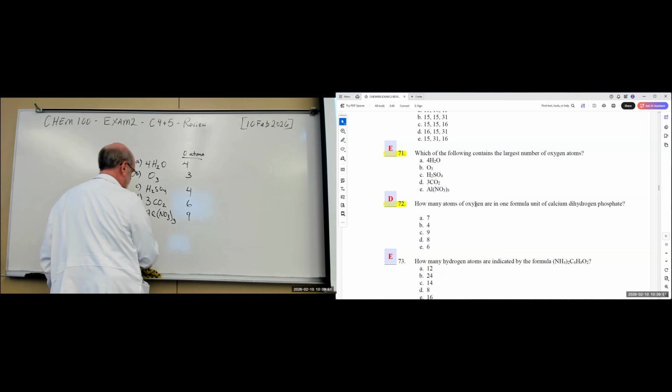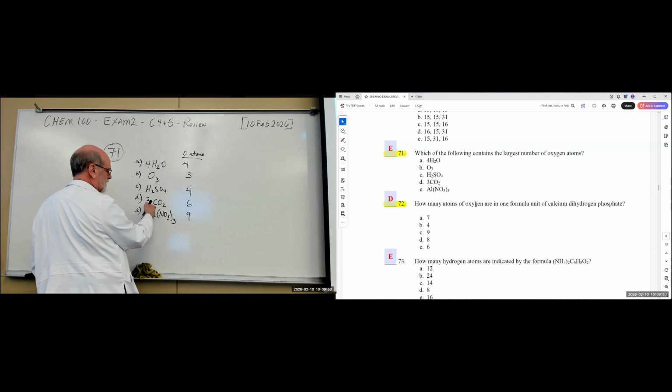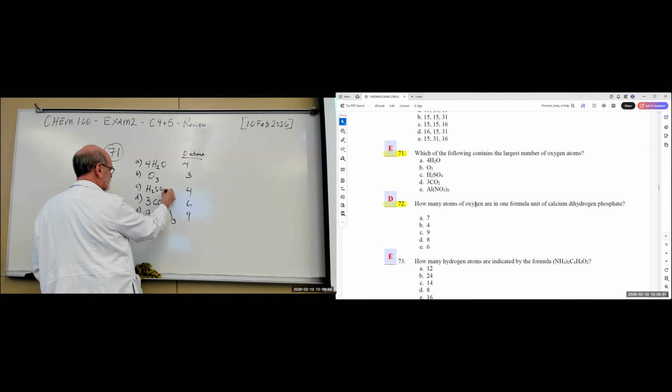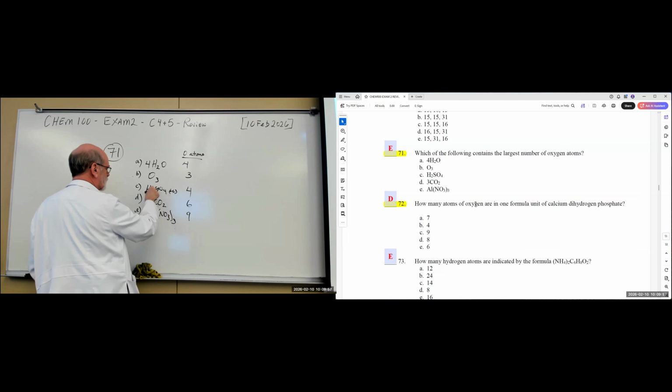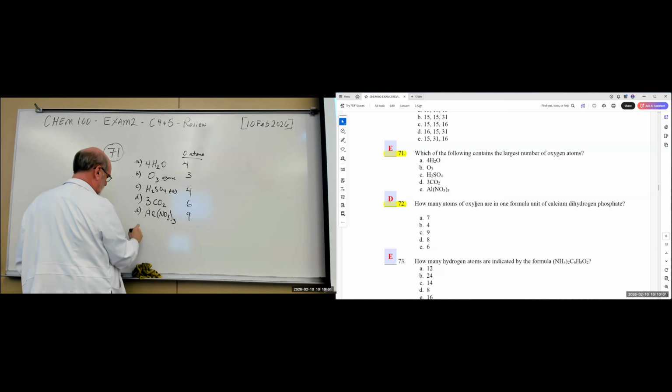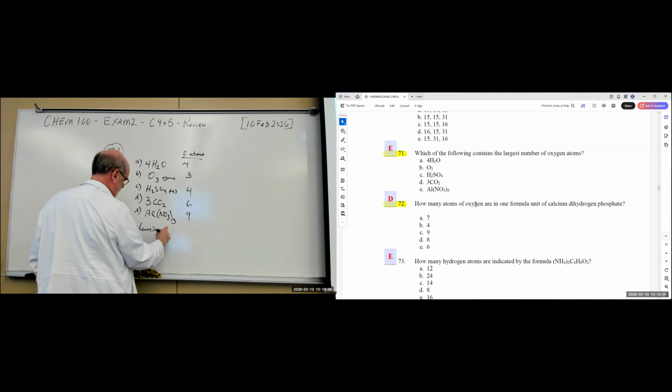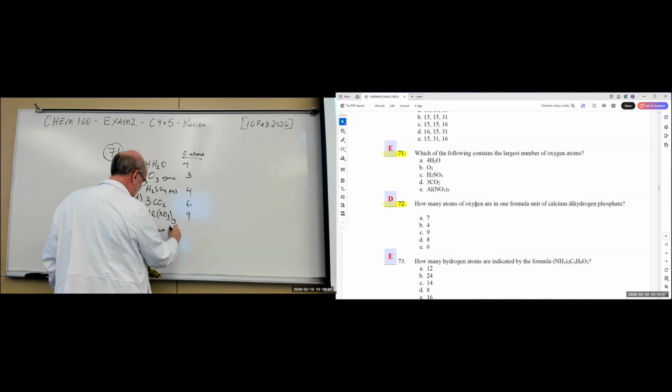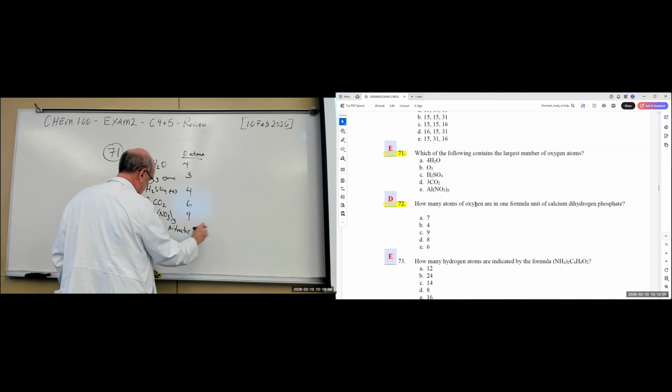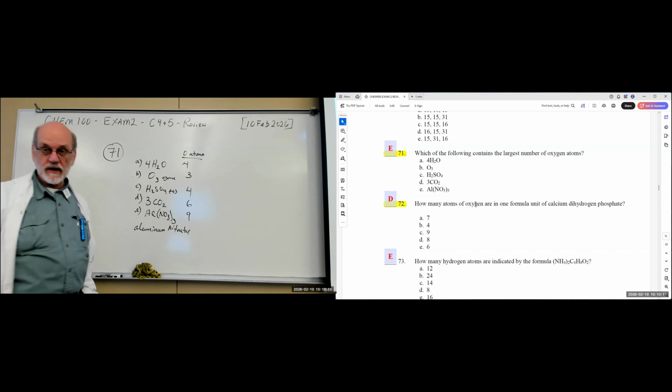Name this compound. Right. This is carbon dioxide. This is sulfuric acid. This is ozone. That's water. This is aluminum nitrate. That's it. That's all you have to say.